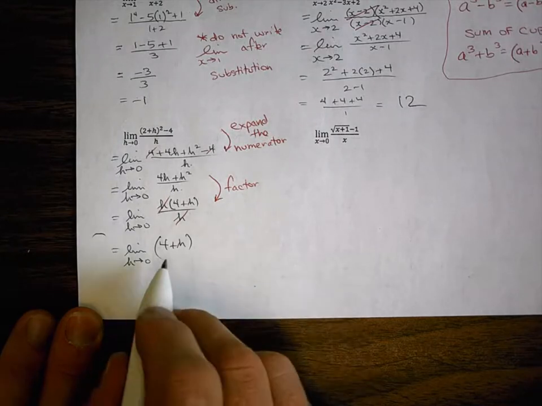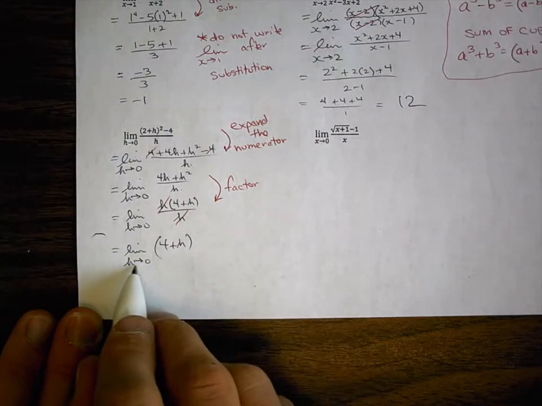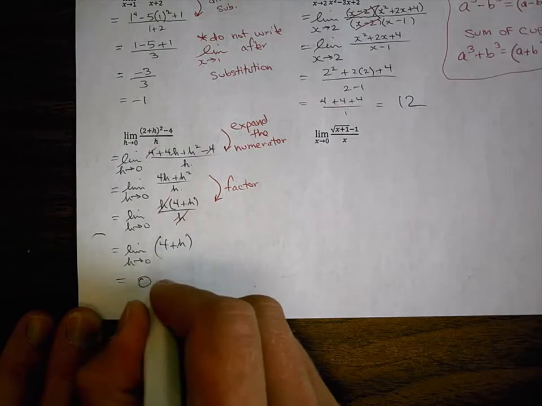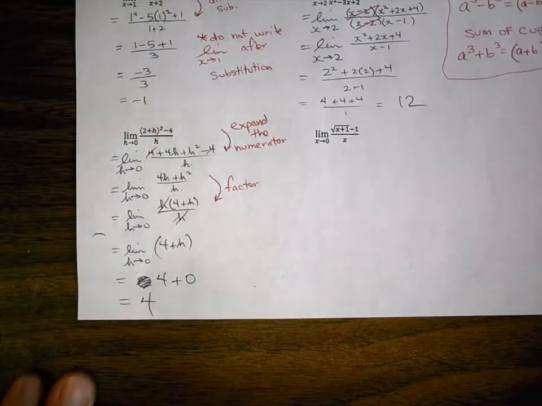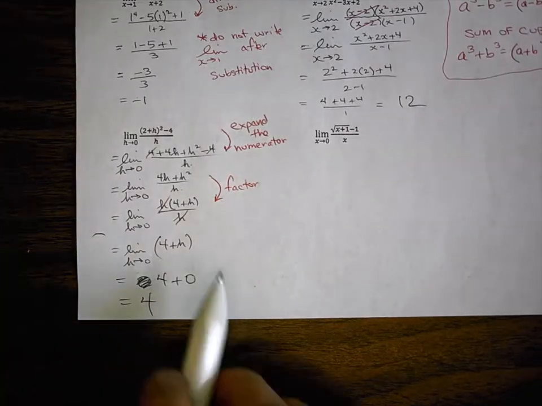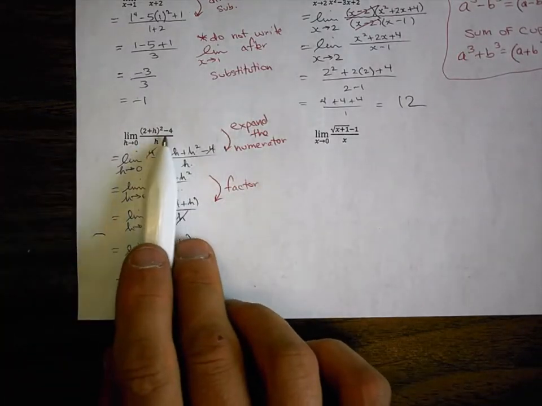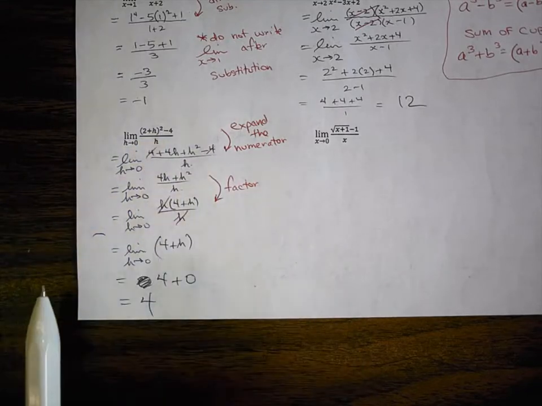Okay, and now I can do direct substitution. I sub in 0, so I end up with 4 plus 0, so my answer is 4. So for this question, what trick did you have to use? I had to expand, FOIL, and then I had to do some factoring.